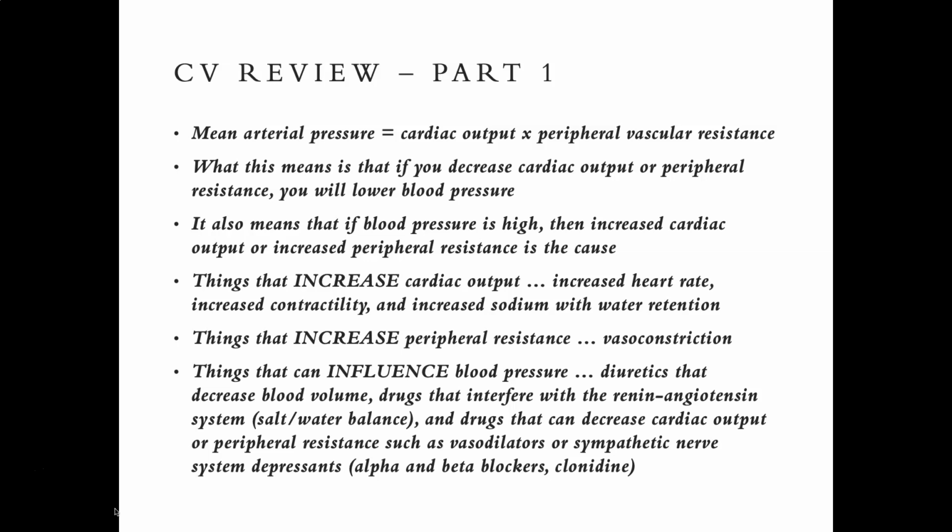So let's talk about things that influence blood pressure. Diuretics can decrease blood volume. Drugs that interfere with the renin-angiotensin system, which is your salt-water balance, and drugs that can decrease cardiac output or peripheral resistance, such as vasodilators or sympathetic nerve depressants, like alpha and beta blockers and clonidine. Things that can also influence your blood pressure would be vasoconstrictors, okay?